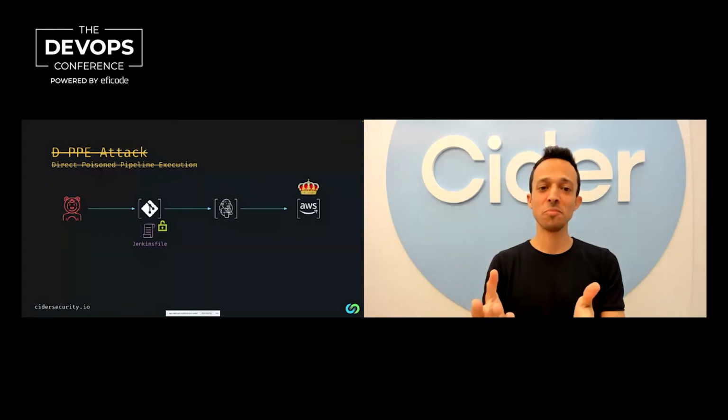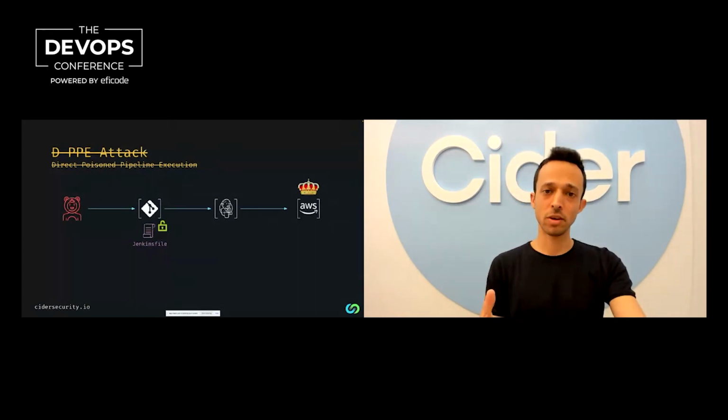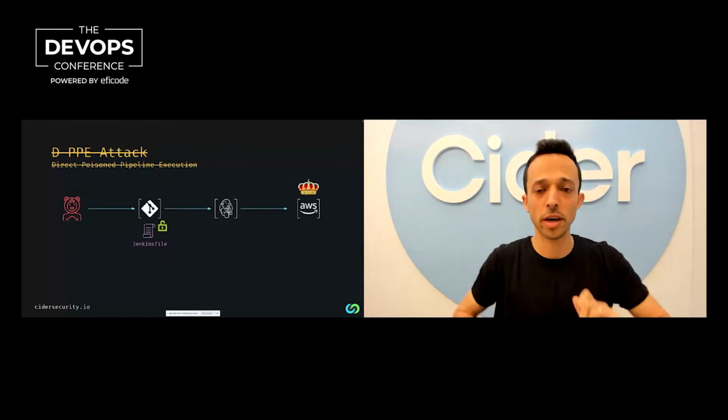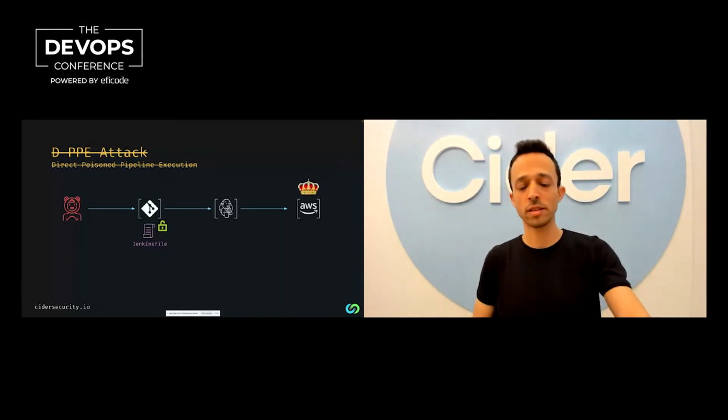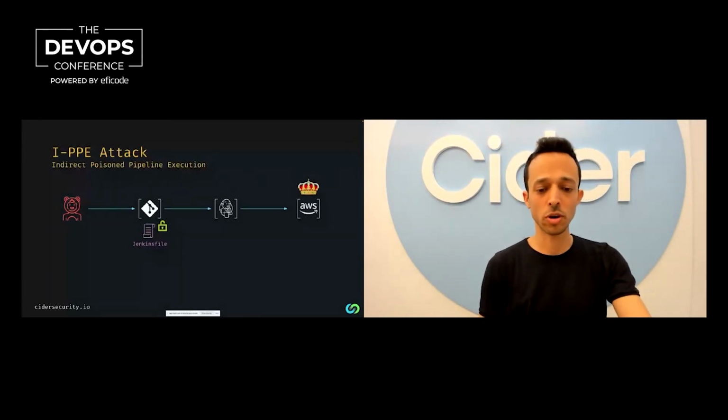So let's move on to the second variant of PPE, which is indirect PPE, or indirect poison pipeline execution. That's the second attack vector we're going to talk about out of four.